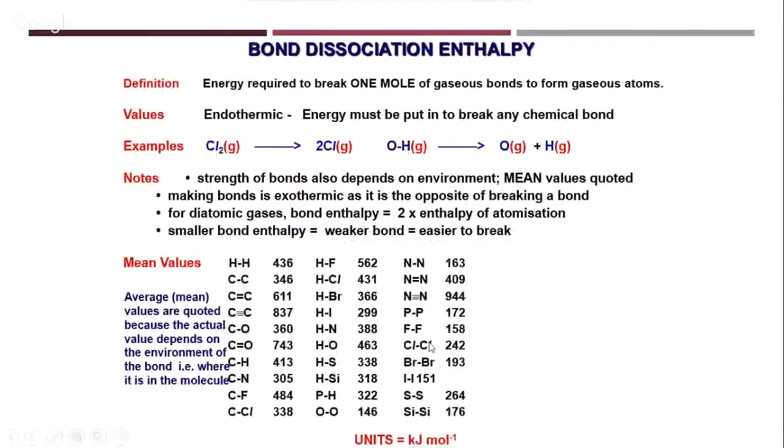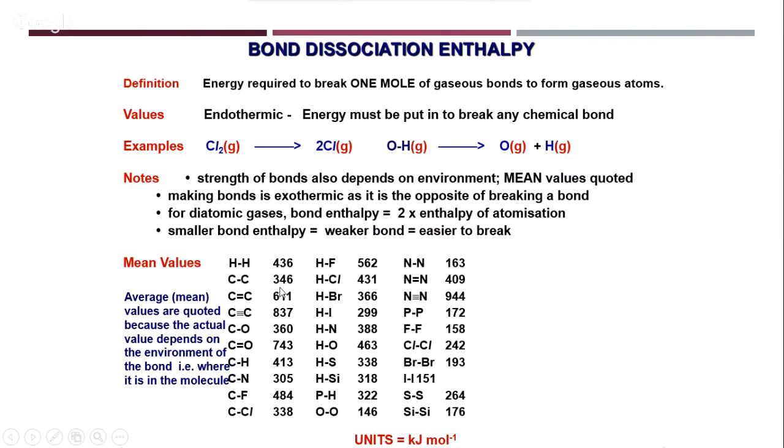Now let's go to the next. We'll look at a few bond enthalpies. Please note, single bond enthalpy and double bond enthalpy doesn't mean that the double bond is twice the single. This is a common mistake that people make. The double bond might be very different. A triple bond is a different kind of bond, so triple bond enthalpy is not equal to three times the single bond.